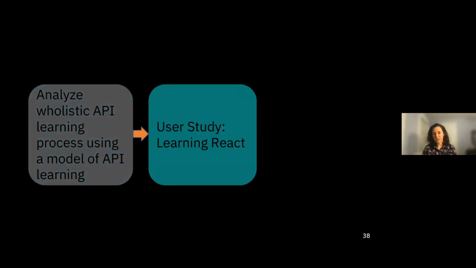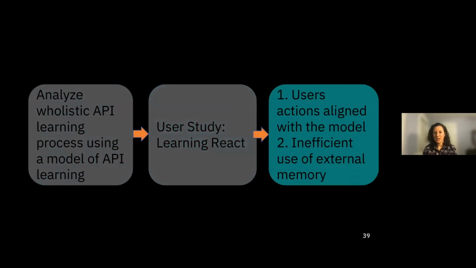And then we ran a user study where we had participants learn React or try to learn React, and to see if our model was capturing the API learning process. And our high-level findings were that our user actions were aligning with our model, which I'll talk about in a second, and that one of the main things that we saw was that people were trying to store a lot of information that they were finding in what we call external memory. But that was a really problematic process because there was so much information that they needed to store, and it leads to problems down the line.